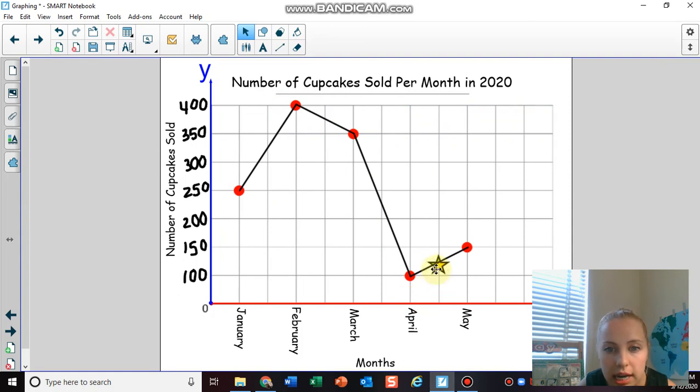Now tomorrow we're going to answer some questions about this line graph that we made, so I'm not going to answer those now, but think about some questions that we might be able to answer using this graph called number of cupcakes sold per month in 2020.